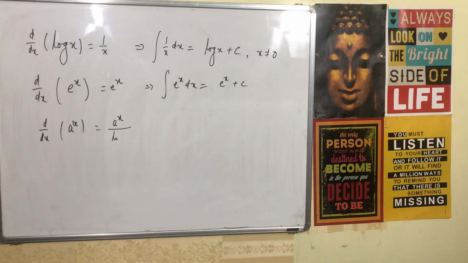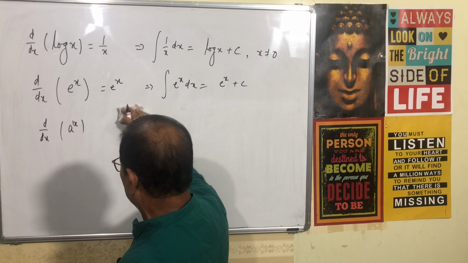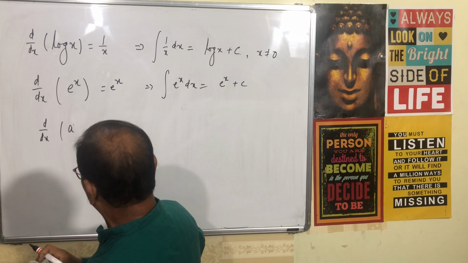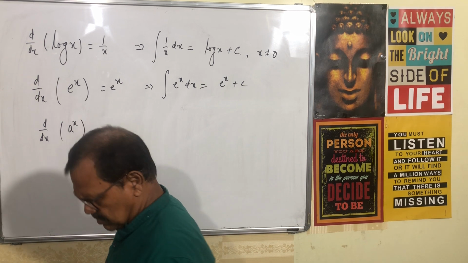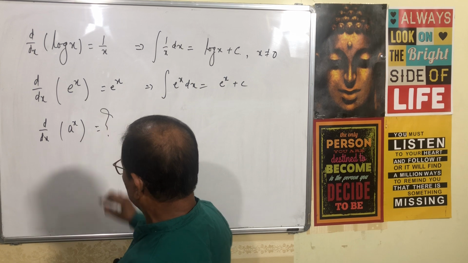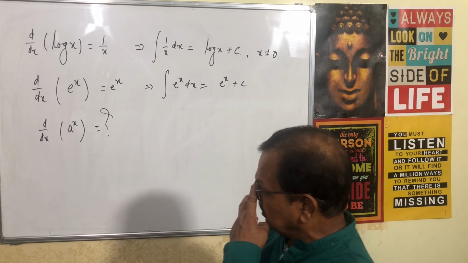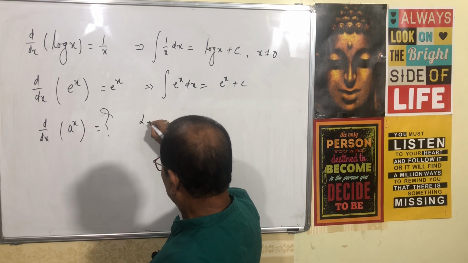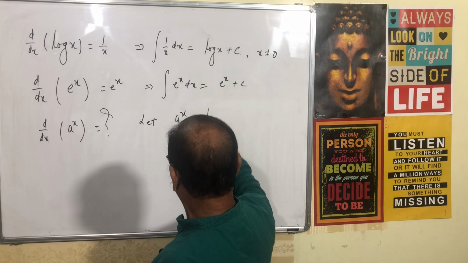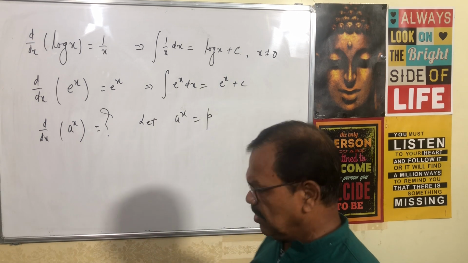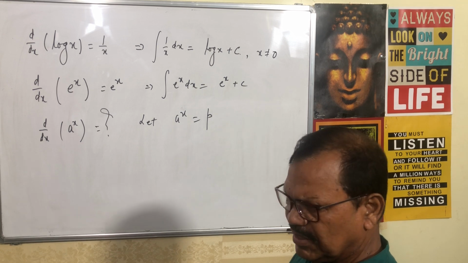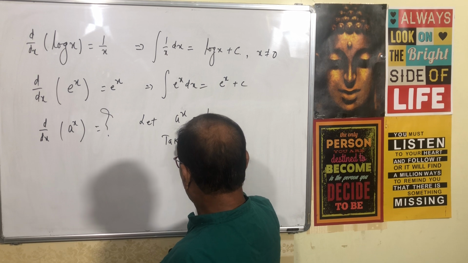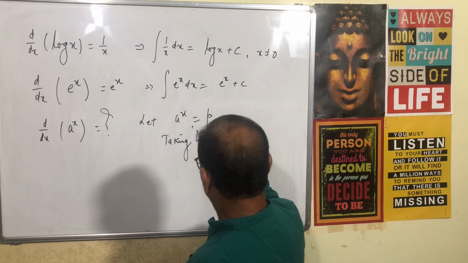Let us better understand how this differentiation can be done. I am explaining something so that you can understand better the meaning of a to the power x. Let us see how to calculate it. First of all, I would like to transfer this in terms of the real exponential. So, let a to the power x be equal to p. Taking log both sides.